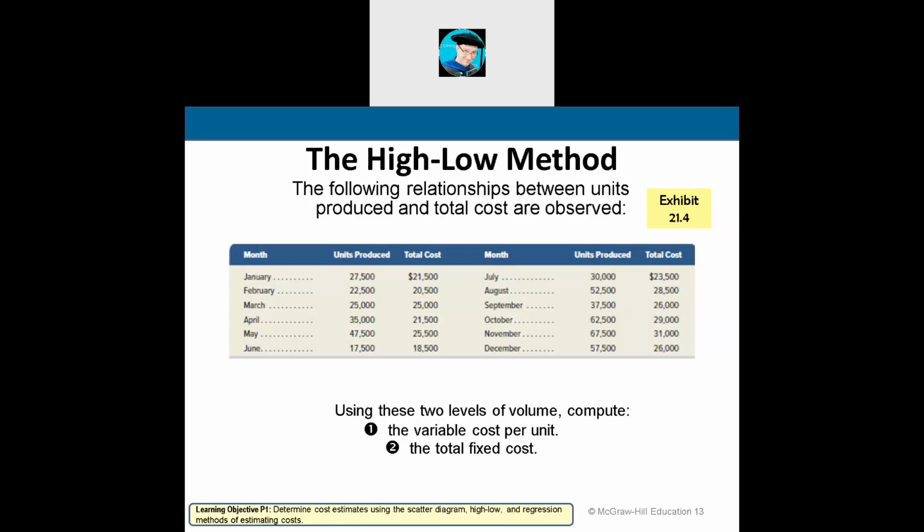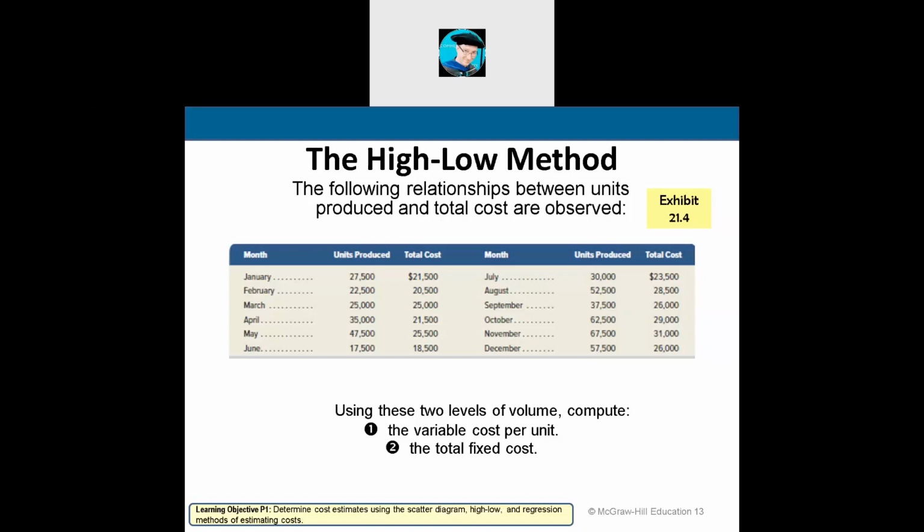Which one do you think is our low month out of the data in front of you? I think that's March. March? It goes lower than that. February. No, it goes lower than that. Oh, June? June. Yeah. June, we produced 17,500 units, and our total cost was only 18,500. So yes, June is our low month, and our high month is December.